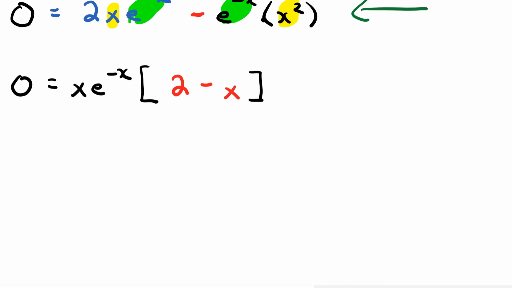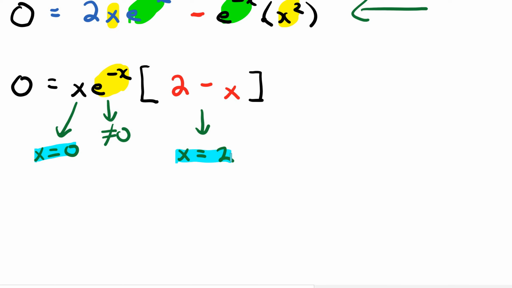When I do that, it definitely works out, so I know that I factored out the GCF correctly there. Okay, so when is this equal to 0? Well, from this expression right here, x would have to equal 2 for that bracket to be equal to 0. This part right here, e to the power negative x, never equals 0. And then we have a single x there, so that would only equal 0 when x is equal to 0. So here are my critical points right there.